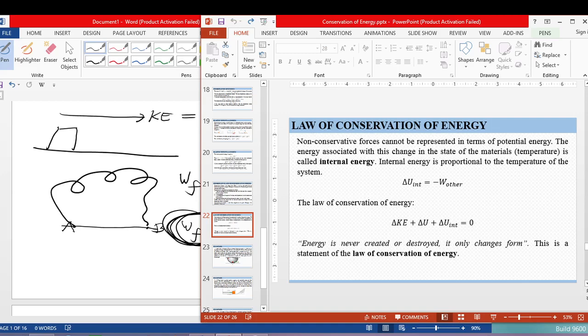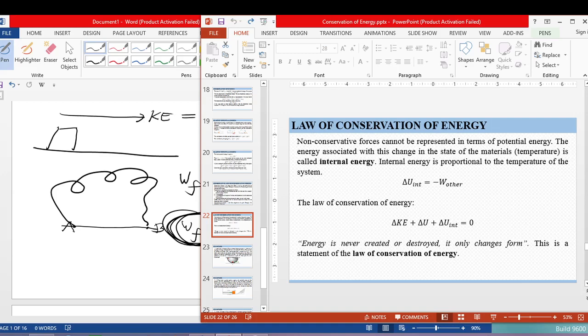The energy associated with the change of its temperature is called the internal energy. Internal energy depends on temperature. If the temperature increases, then the internal energy also increases. And if the internal energy decreases, then the temperature of the body decreases.